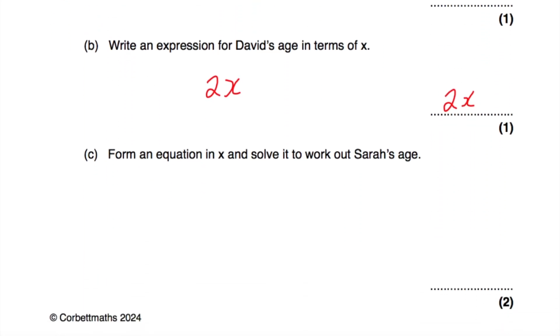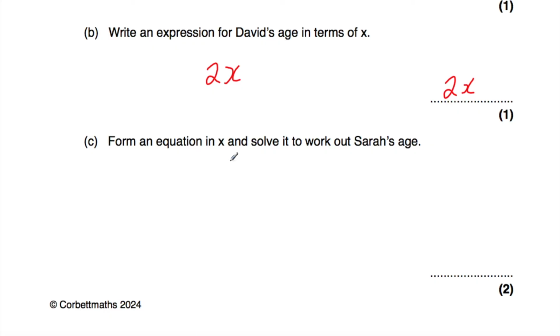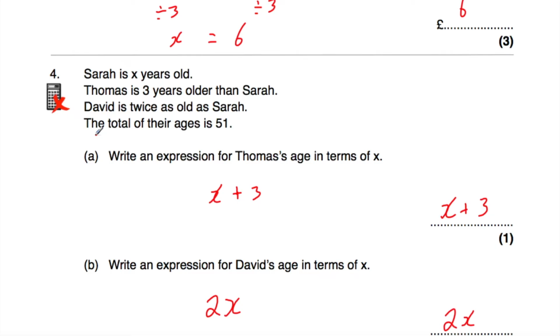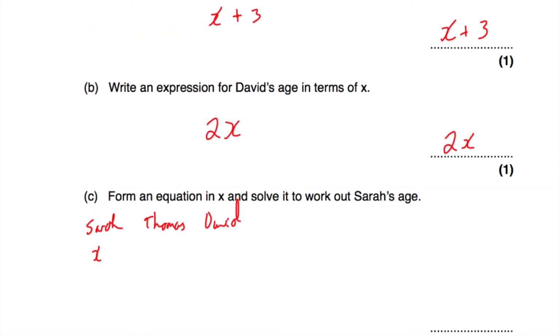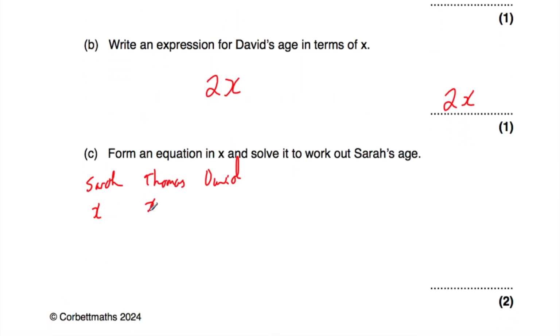Okay, next, C. C says, form an equation in terms of x and solve it to work out Sarah's age. Okay, so we were told some information here. We're told the total of their ages, or the sum of their ages, is 51. So we've got Sarah, we had Thomas, and we had David, and she was x years old. He, Thomas, was equal to x plus 3 years old, because he's 3 years older than her. And David, he was 2x. So we've got their ages, x, x plus 3, and 2x. Now we're told that the total of their ages is the sum of their ages, so we need to add them together to find the total.